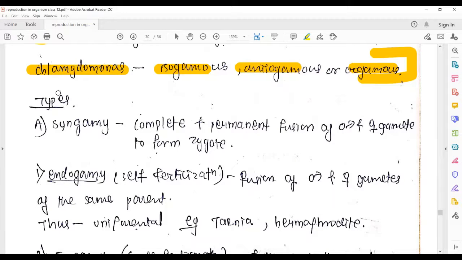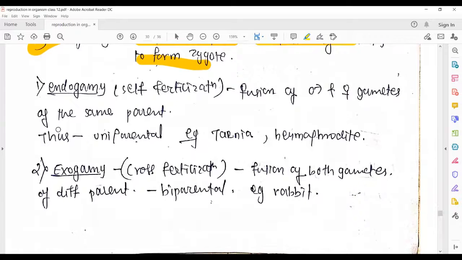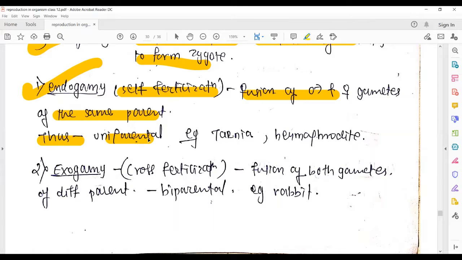Now let's talk about the types of syngamy, how it actually takes place. Syngamy is the complete or permanent fusion of the male and female gametes to form the zygote. Under this category, the first one is called endogamy. Endogamy means self-fertilization, the fusion of the male and female gametes of the same parent. Thus a uniparental condition can be seen. Uniparental means single parent. Example: Taenia solium, the tapeworm, which is normally called a hermaphrodite. So a hermaphrodite example is already given to you, the tapeworm.